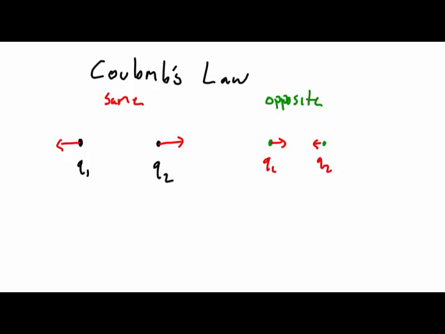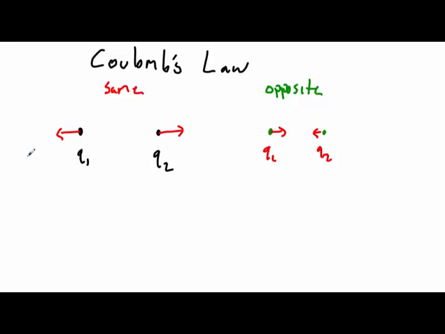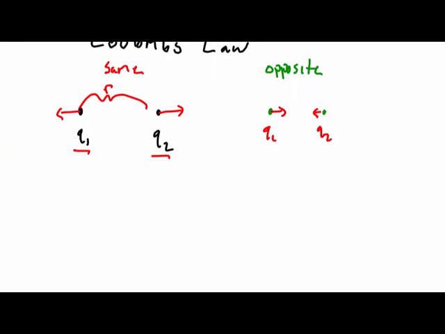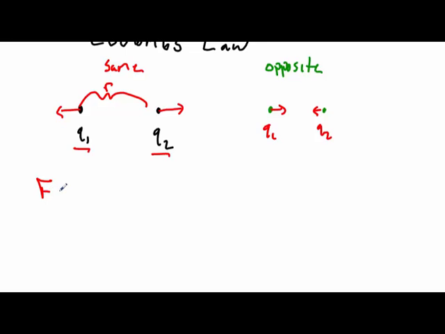Now what Coulomb's law says is, well, how strong is that force, and what does it depend on? It depends on two things. It depends on the size of the charges, and it also depends on how far apart the charges are. We call that distance the distance r. So Coulomb's law is summarized by F equals k times Q1 times Q2 divided by r squared.